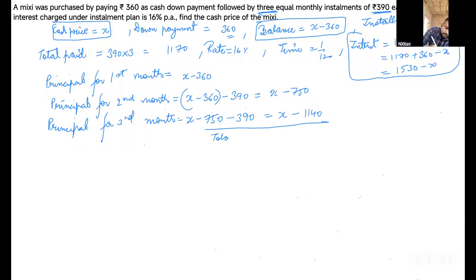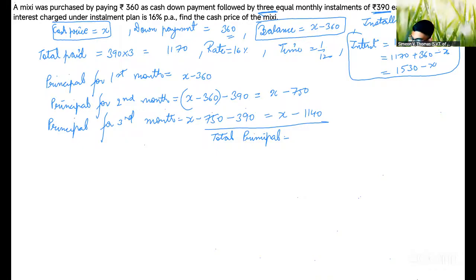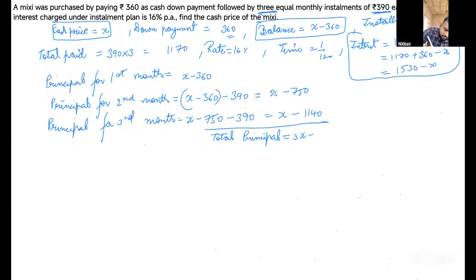So now for the total principal, what is the total principal? Yes, Damian. What is the total principal? I got 3x minus 2250. Yes, 3x minus 2250. Now for the solving part, where Jashron has some doubts.